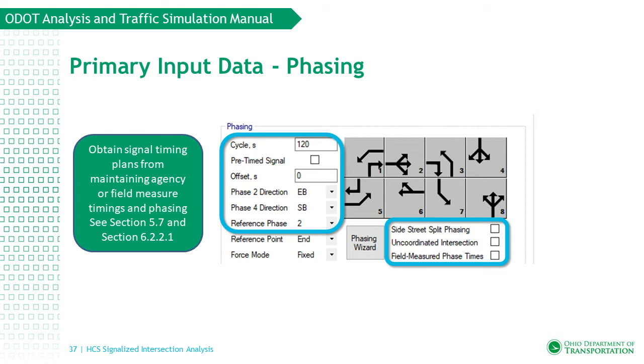The uncoordinated intersection checkbox flags an intersection to be analyzed as an isolated intersection instead of as a part of an urban street facility. Checking the field measured phase times tells the program that the inputs recorded for the phase split times indicate the field measured actuated splits. When this box is checked, the user overwrites the program calculated actuated phase splits based on the travel demand. Most of the time, this box will be unchecked. For more information on these inputs, refer to the HCS Help menu or the OATS manual.